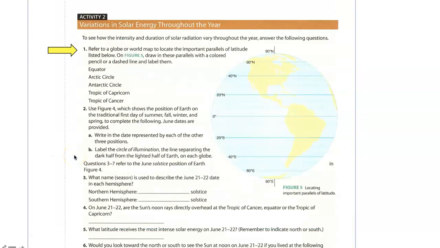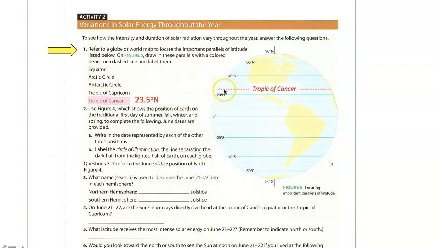So the very first thing you're asked to do in activity 2 is look at this globe here and draw those various parallels of latitude. I'm going to do one for you. I'm going to do the Tropic of Cancer. So if you look back at the previous page, in case you've forgotten, the Tropic of Cancer is 23.5 degrees north. So we're going to draw a line and we're going to label it.